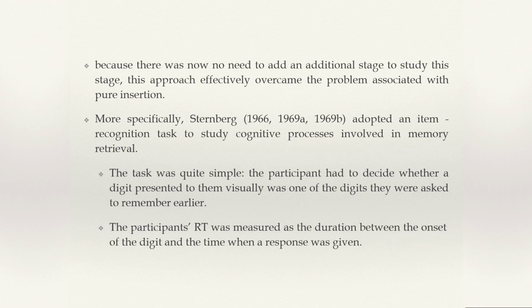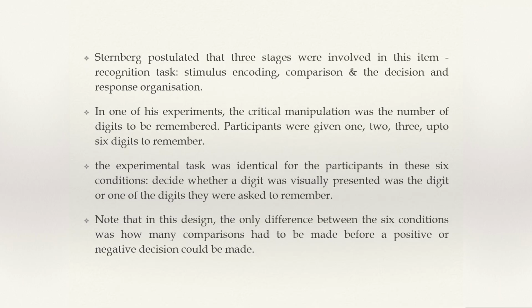The participant's reaction time was measured as the duration between the onset of this digit and the time when the response was given. So, this digit comes and the participant is to tell whether it was presented earlier or not. When the digit comes and the participant gives the response, that is the measurement of the reaction time. Now, Sternberg postulated that 3 stages are involved in this item recognition task.